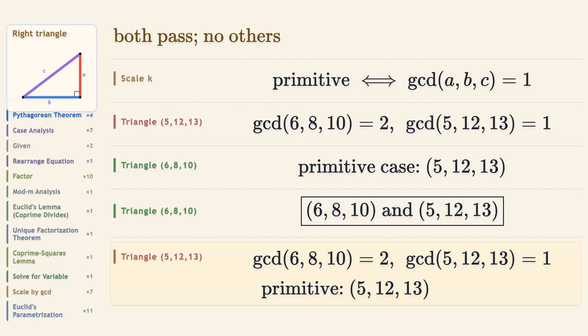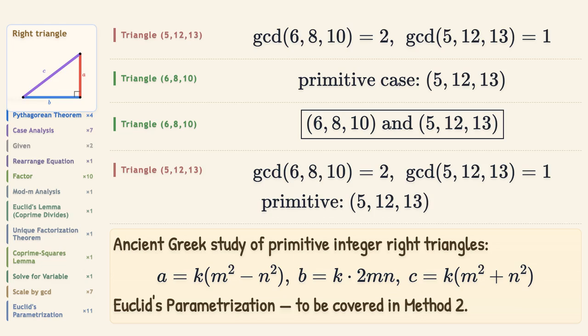A variant of the question asks for all primitive integer solutions. In that case, only 5, 12, 13 satisfies coprimality, since the greatest common divisor of 5, 12, 13 equals 1, while 6, 8, 10 has greatest common divisor 2. It turns out that in ancient Greece, mathematicians like Euclid already studied this special integer case for right triangles and gave beautiful classifications. Method 2 in this lecture series uses their parametrization to reach the same answer by a different route.